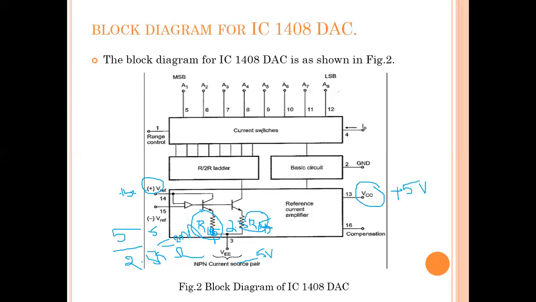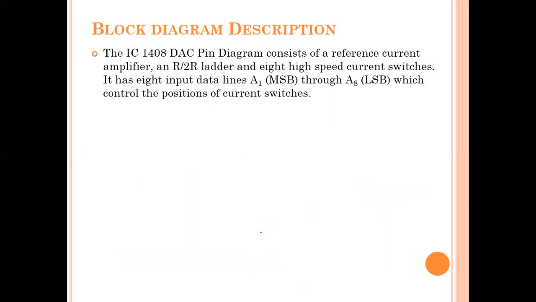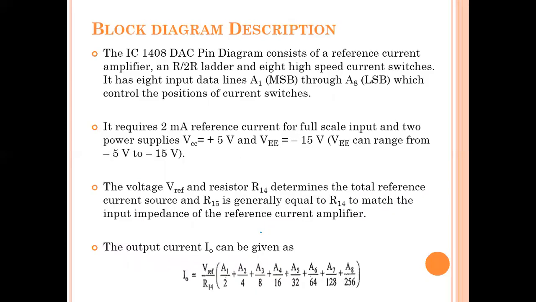Generally, R14 and R15 will be equal to match the input impedance of the reference current amplifier, and the output current can be given as, so this is the output current equation.